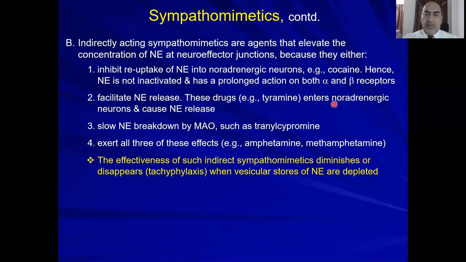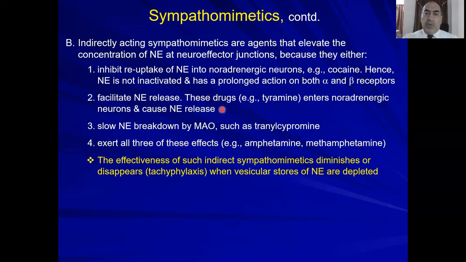These drugs, such as tyramine, enter noradrenergic neurons and cause norepinephrine release. Tyramine, by the way, is present naturally in cheese, specifically aged cheese. Or they slow norepinephrine breakdown by MAO, such as the MAO inhibitors, including tranylcypromine, which is used in the treatment of depression. The last thing is that a drug may exert all three effects: inhibit reuptake, facilitate norepinephrine release, and inhibit MAO, such as amphetamine and methamphetamine.